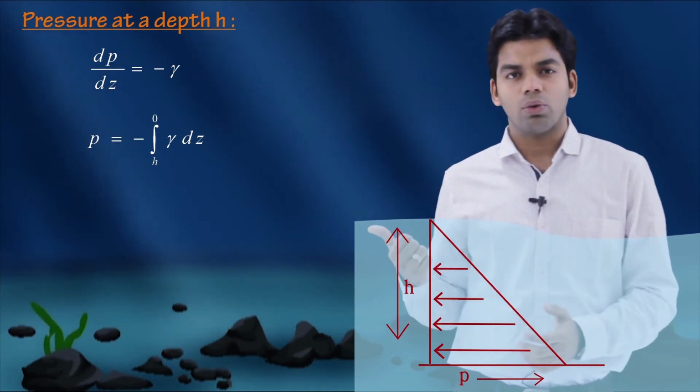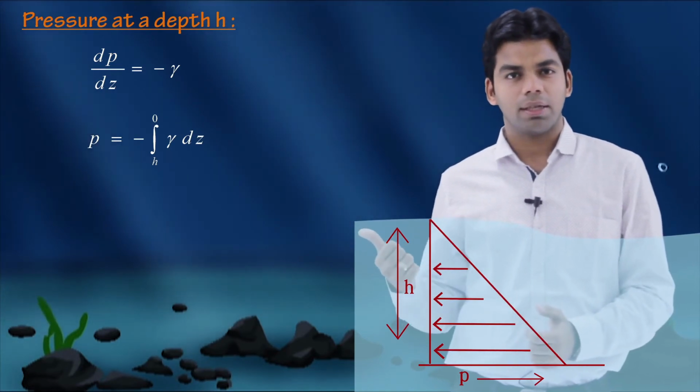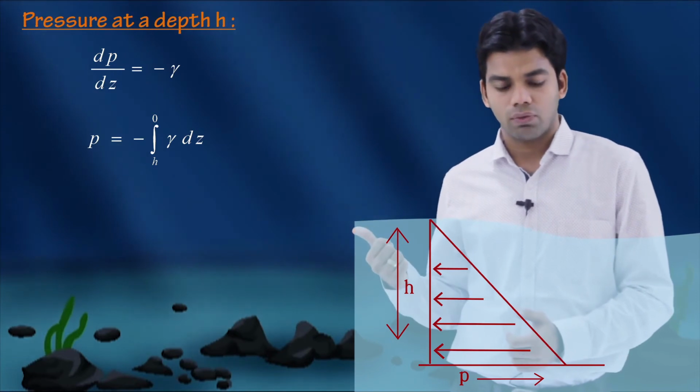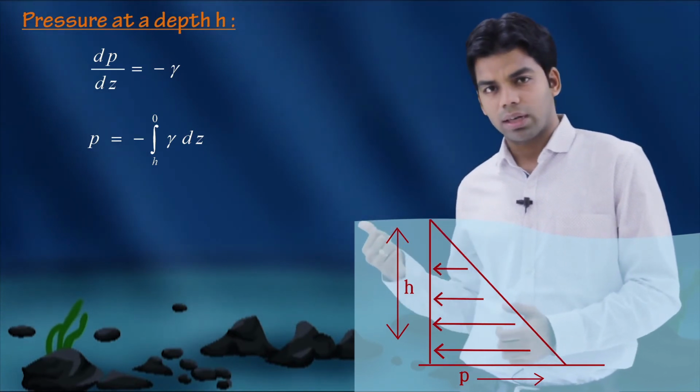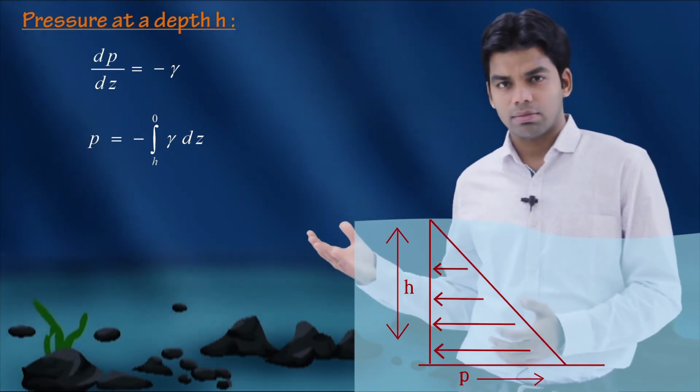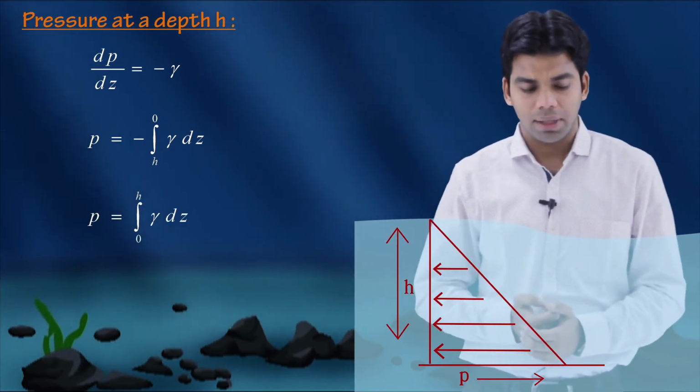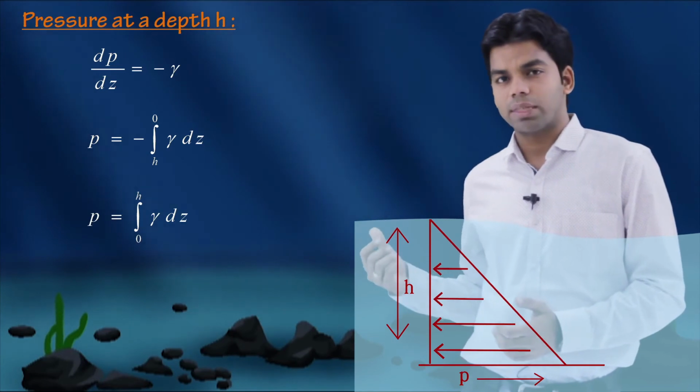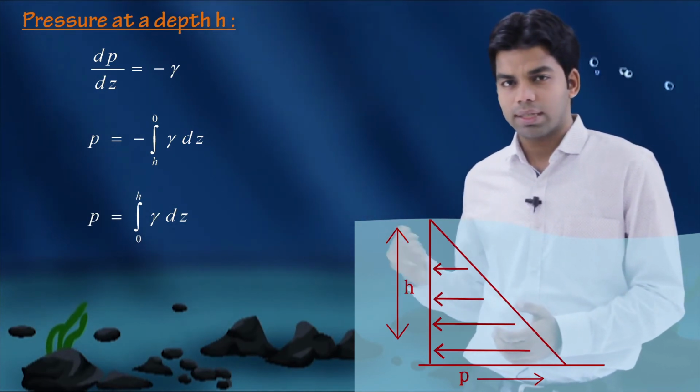Okay, so what we can do is we can integrate it. Integration of dp is equal to minus integration from h to 0 of gamma into dz. Okay, further it can be written as integration of dp, suppose total pressure P, is equal to integration from 0 to h of gamma into dz.